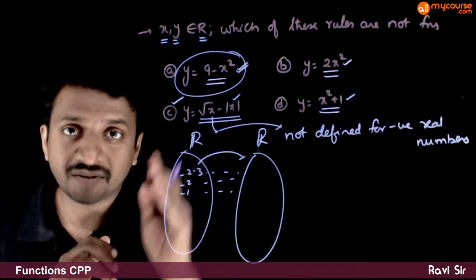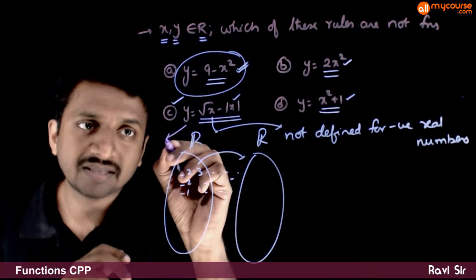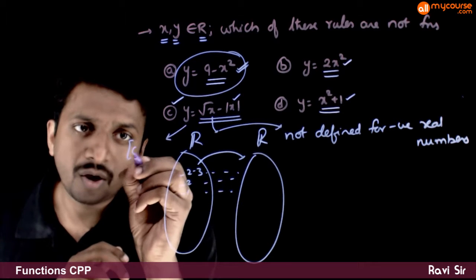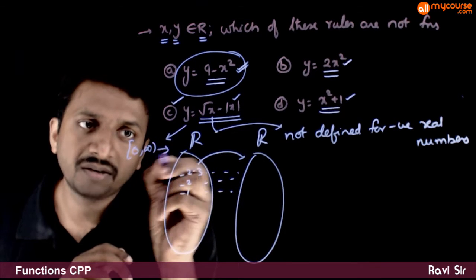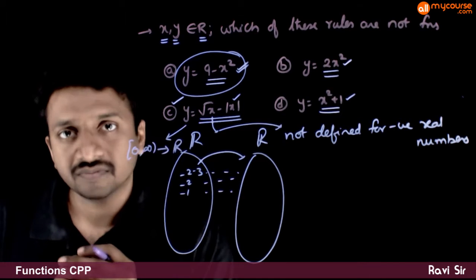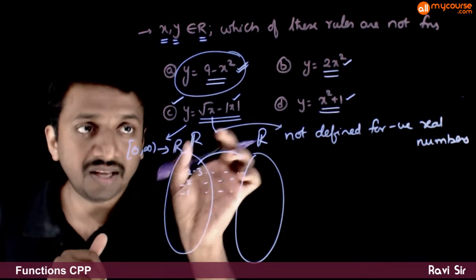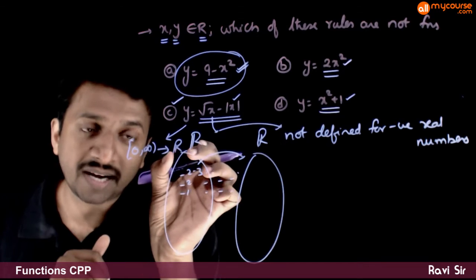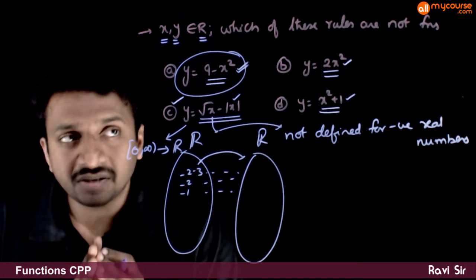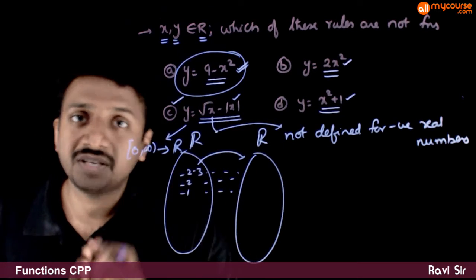So if you want to make this a function, you can define it as a function from the closed interval 0 to infinity to real numbers. So within this domain and this codomain, this will be a function, but from real numbers to real numbers, it is not a function.